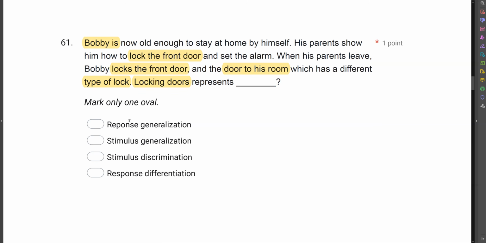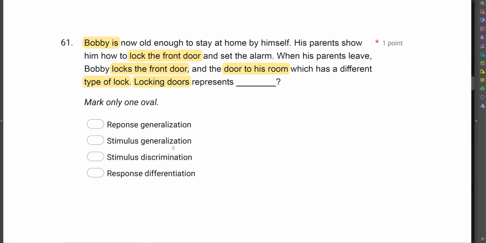A, response generalization. Response generalization is when new responses occur in the presence of a single stimulus. So if a different response occurred in the presence of the front door lock, that would be response generalization. That's not what's occurring here. The same response is occurring across multiple stimuli. He is generalizing across stimuli. Him locking doors is now representing stimulus generalization.